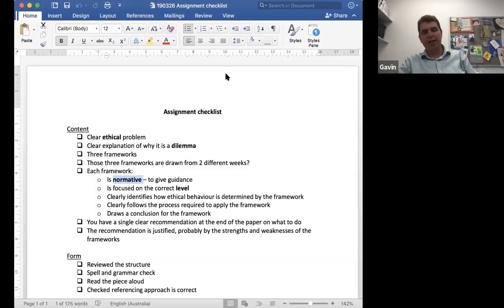I'm not sure whether I answered the question, but it means that explanation of the dilemma should concentrate on why it's an ethical dilemma. Why is it about ethics? And then why is it a dilemma? If you do those two things, I think you'll do pretty well against that criteria.